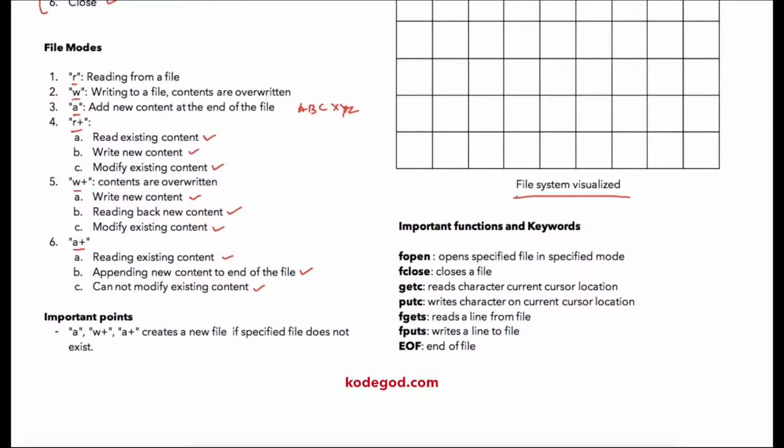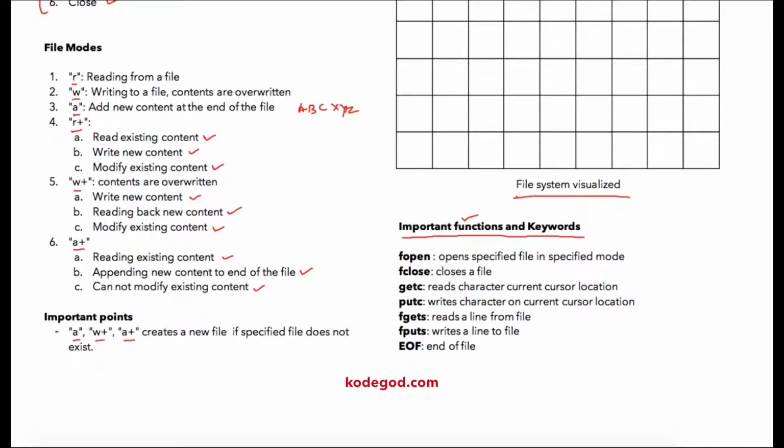Additional important points to remember: modes A, W+, and A+ create a new file if the specified file does not exist. So there won't be any prompt as such. Those files will be created by the compiler. In the next lectures, we are going to check a few programs on file operations so you understand this concept better, and there are a few readily available functions which we are going to use.